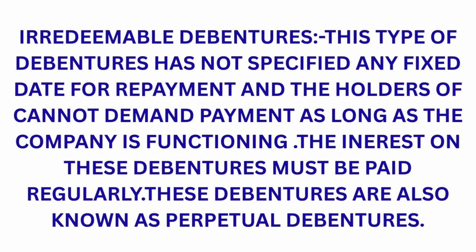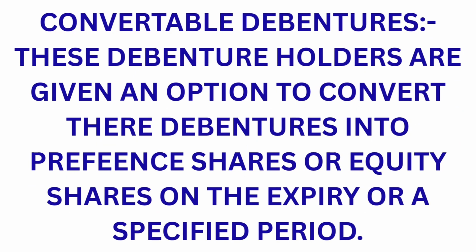Now next is irredeemable debentures. This type of debenture has no fixed date specified for repayment, and the holder of these debentures cannot demand payment as long as the company is functioning. The interest on these debentures must be paid regularly. These debentures are also known as perpetual debentures. So students, irredeemable debentures are also known as perpetual debentures, and the holder cannot claim payment of the fund from the company as long as the company is functioning.